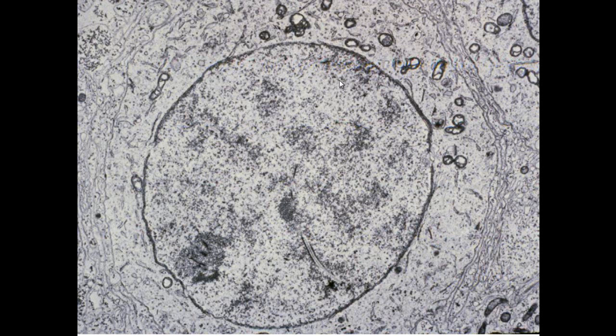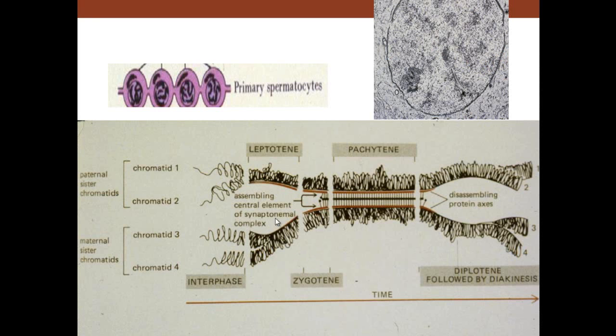And here we see a primary spermatocyte with a synaptonemal complex. A synaptonemal complex is where you have the crossing over occur. And here we can see the crossing over occur. If this is papa and this is mama, the chromosomes are duplicated. And some people would say this is 4N at this point in time.